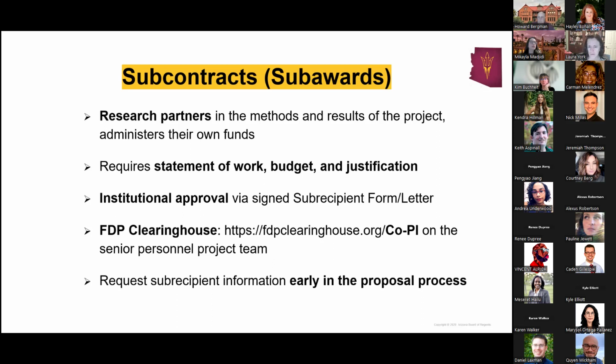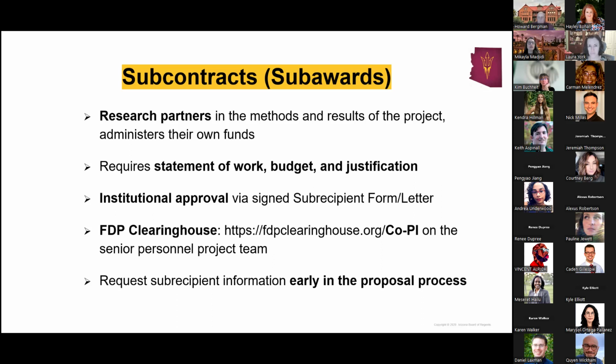So there are several forms that are required. You can see there the statement of work, the budget, and justification. They'll provide this statement of work, which is sometimes and often included in the proposal to the sponsor. And a lot of times the sponsor will require a separate budget and justification broken out. So you'll want to work with your RA early on these things, even up to a month in advance of the deadline, in order to make sure that they have enough time to submit the budget to us if we're the lead.